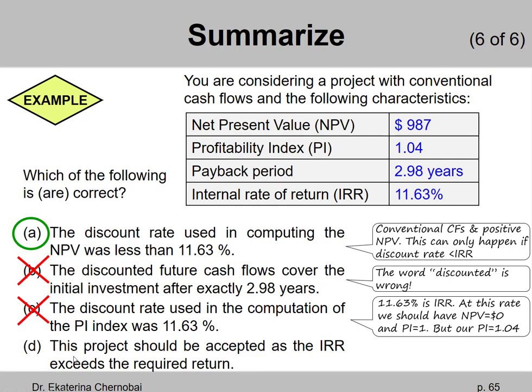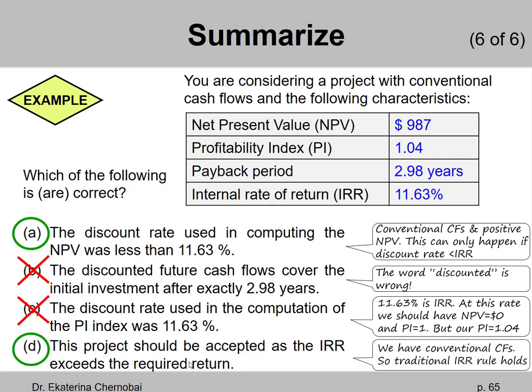And the final statement is statement D. This project should be accepted as the IRR exceeds the required return. So this is kind of the definition of the IRR rule. And we know that we are dealing with conventional cash flows, so we can apply the traditional IRR rule. And we already know from parts A and C that the required discount rate is below our IRR. So this statement is correct.